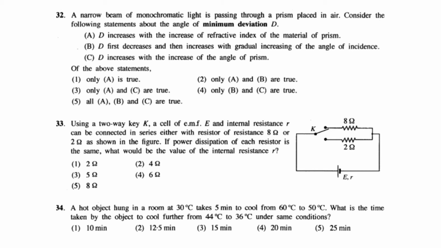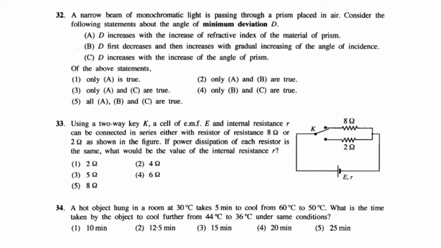Consider the equation for the refractive index. Refractive index n equals sin (A plus D)/2 divided by sin A/2. A is the angle of the prism, D is the angle of minimum deviation. When you look at the equation, it is very clear that n and D have a direct proportionality. That is, when n increases, D increases. A is right.